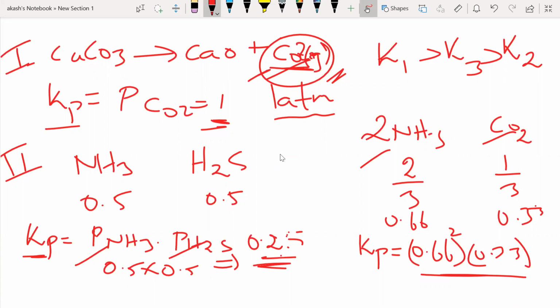Sir, since it's an exothermic reaction, it is inversely proportional to temperature, correct, sir? Inversely proportional to temperature. Okay, fine. I see. Next, so temperature is directly proportional to volume, something like that. Okay, it's a little bit complex.